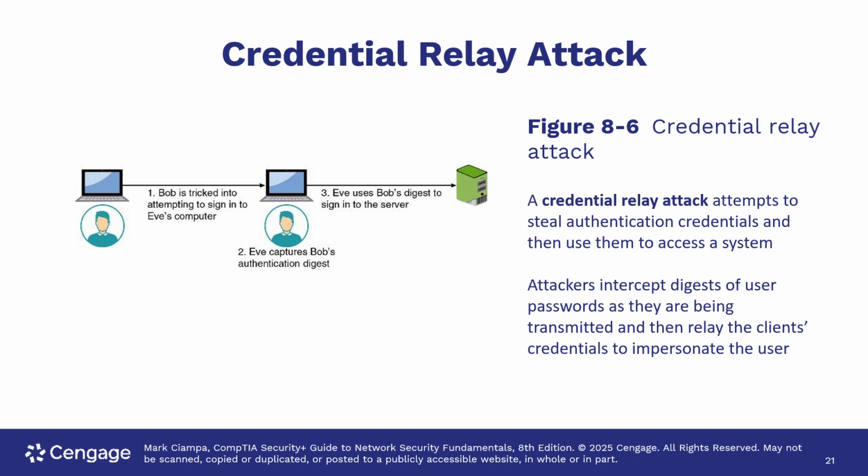So here's a credential relay attack. Bob is tricked into attempting to sign into Eve's computer. Eve captures Bob's authentication digest, and Eve uses Bob's digest to then sign into the server. So Eve has captured Bob's information and is impersonating him. A credential relay attack attempts to steal authentication credentials and then use them to access a system. The attackers intercept digests of user passwords as they're being transmitted and then relay the client credentials to impersonate the user.